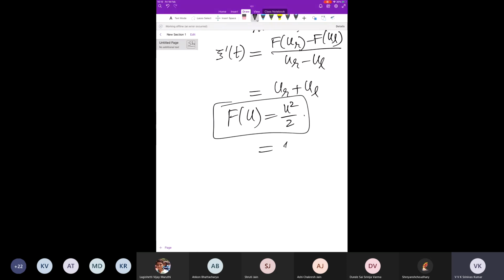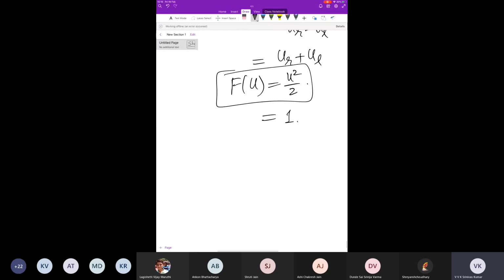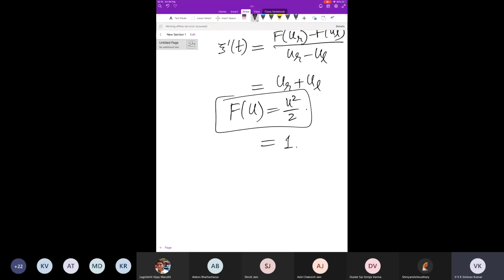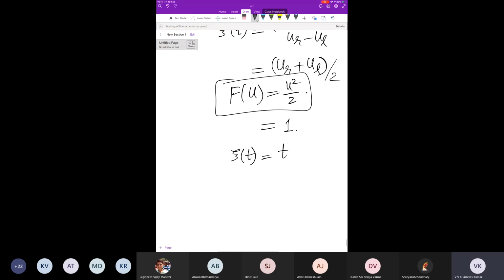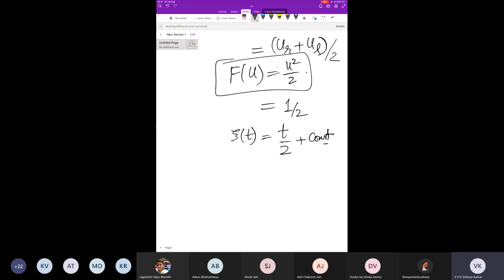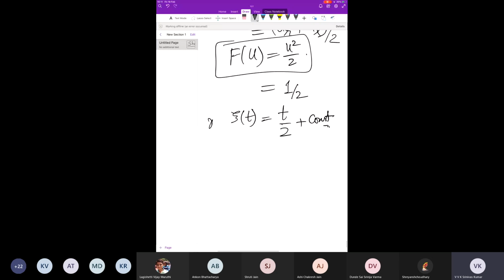Yeah, the right side value is 1 and the left side value is 0. So this is xi prime of t. Integrating, we get xi(t) is equal to t... is it correct? No, it is u square upon 2. This is u square upon 2. Okay, so this is half t by 2 plus a constant. This is x.